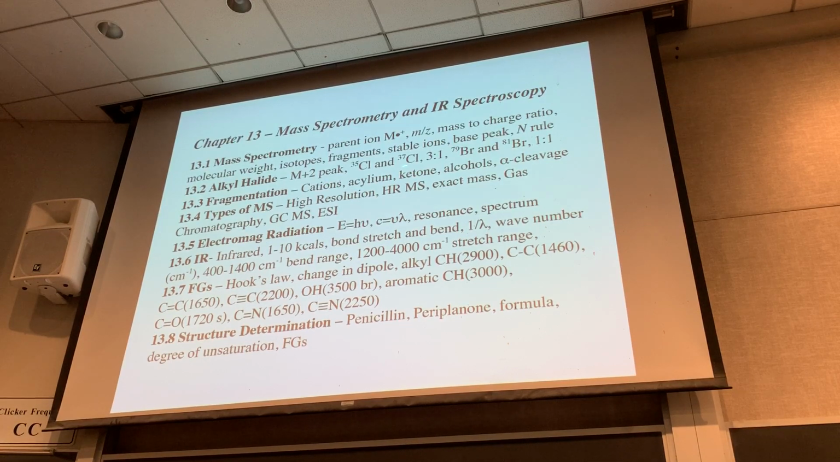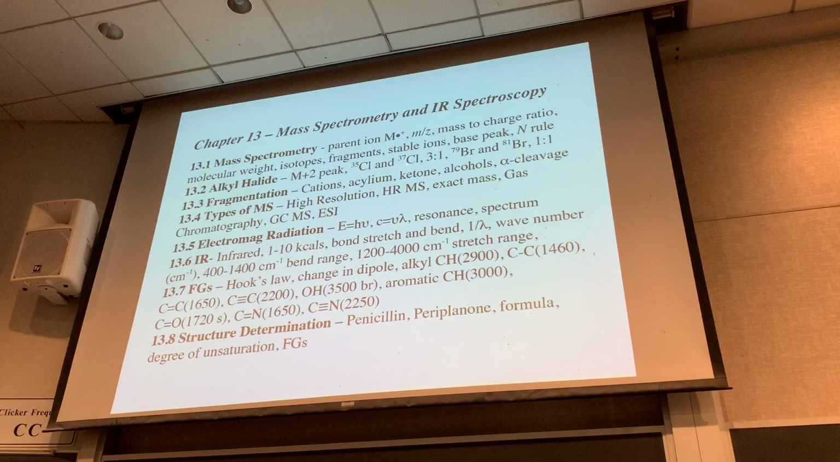Halides, chlorine and bromine, which are very common, have stable isotopes, chlorine 35 and chlorine 37. They're in a ratio of 3 to 1. Bromine 79 and 81 are 1 to 1. So we can easily tell alkyl halides in the mass spec from that. Fragmentation, I'm going to downplay this as much as I can. The molecular ion peak often fragments and gives other stable cations. Acylium ions from carbonyls, ketones, we'll look at that, maybe alcohols via alpha cleavage.